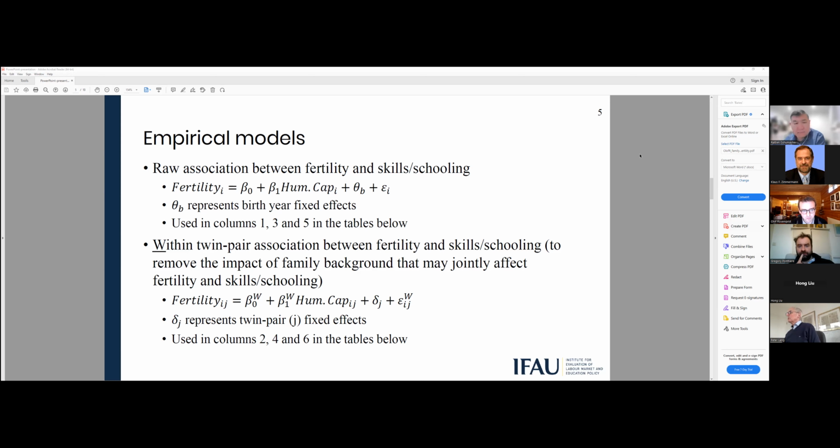Within twin pair association, we just estimate the model on samples of twins or also close siblings, but I'm going to focus on twins here today. And then we include a twin pair fixed effect in the model. And this is the model that we use in columns 2, 4, and 6 in the tables that I'm going to show you in a bit.